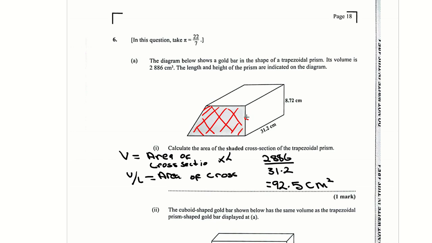Now, what do we know? This is 8.72, so this cannot be the length of your trapezoidal prism. The length or the height of this prism will not include the length that is given for the area of your cross section. When we find the area of your cross section, you would use 8.72. So immediately in your head, you'll be like, okay, I know for a fact that this here is not my height. My height or length of my prism will have to be the next one, which is 31.2.